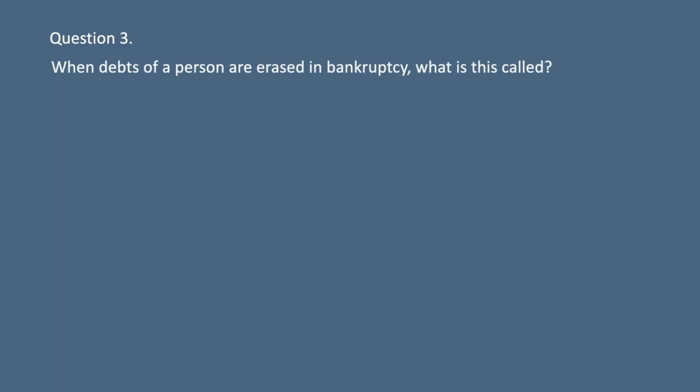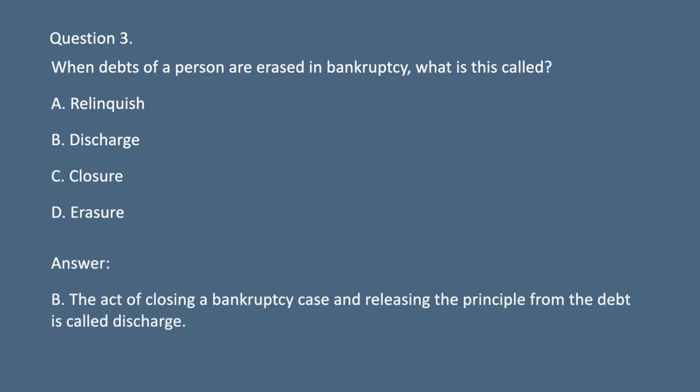Question 3. When debts of a person are erased in bankruptcy, what is this called? A. Relinquish. B. Discharge. C. Closure. D. Erasure. Answer. B. The act of closing a bankruptcy case and releasing the principal from the debt is called discharge.